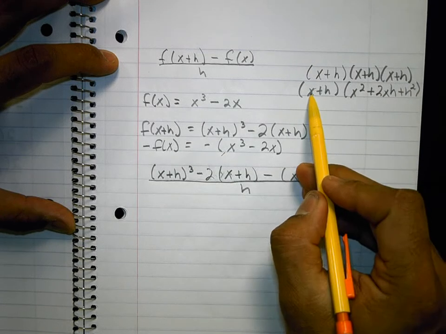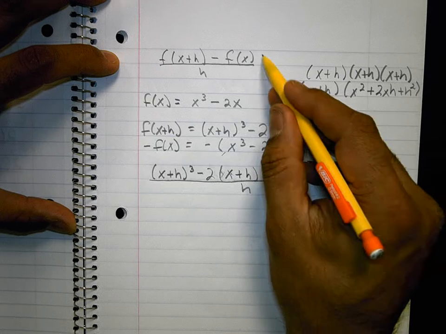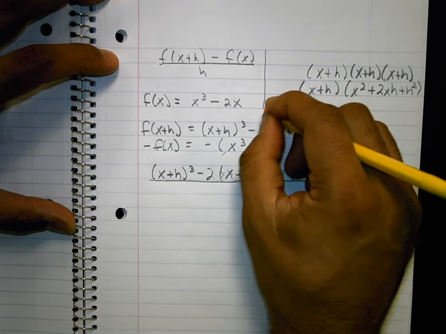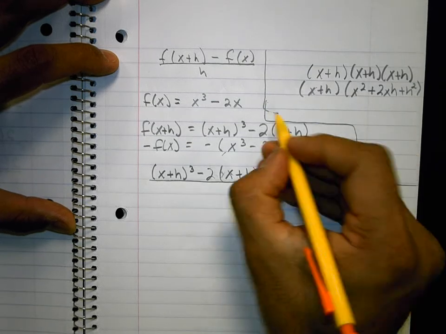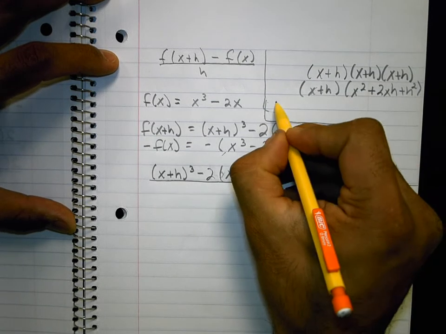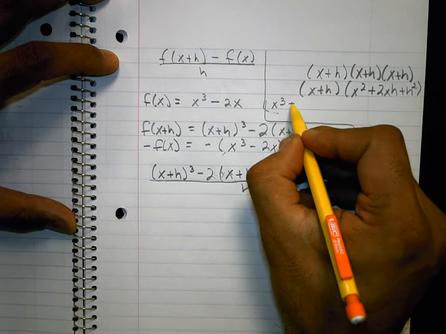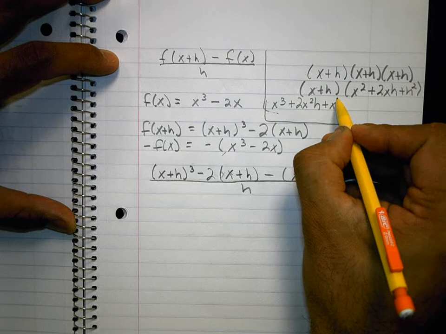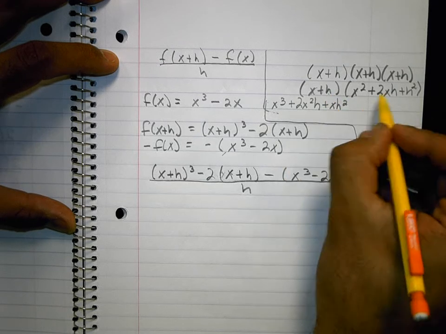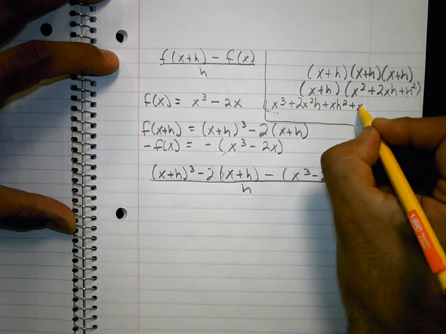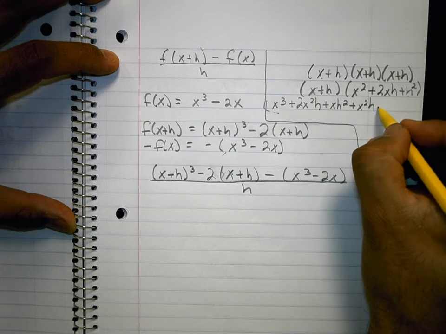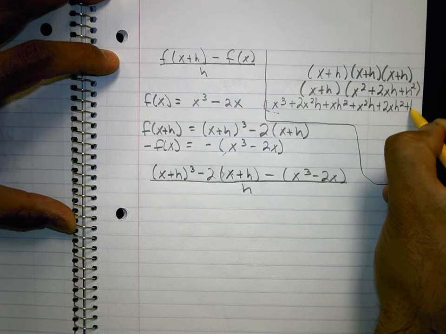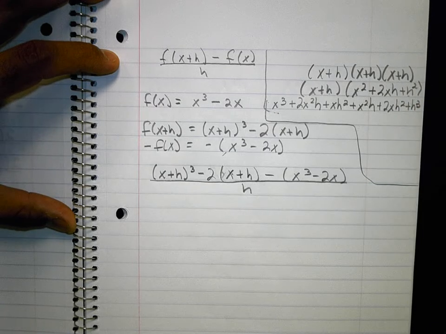So an x is going to be distributed to all 3 of those. So see if I can kind of squeeze this in here. So that's going to be x to the third plus 2x squared h plus x h squared. Now I'll distribute an h to all of those, plus x squared h plus 2x h squared plus h to the third.